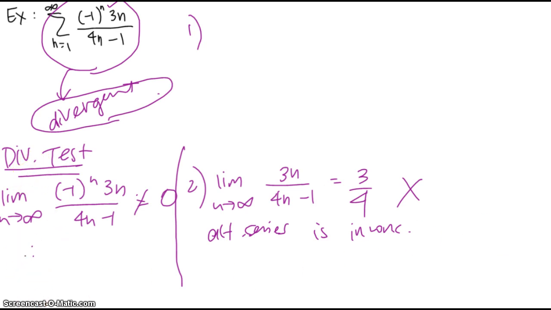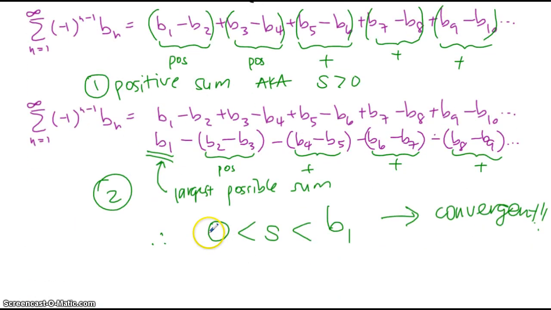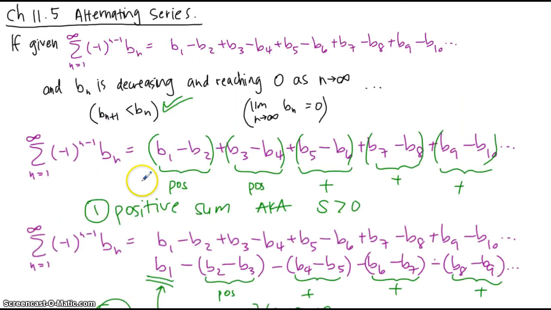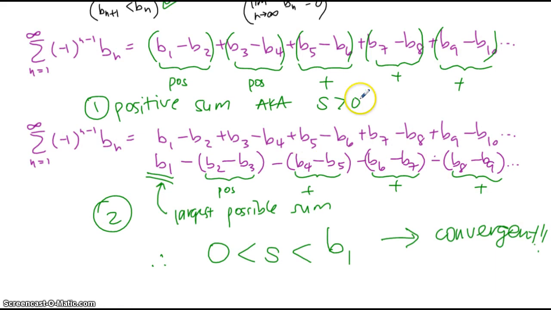And what's nice about the alternating series is that because of, for example, the proof that we did earlier, we can limit the boundaries of our actual sum. We know that it's positive and we know that it's smaller than b sub 1, but we can actually narrow it down even further. So that's what we'll be learning in class on Monday.